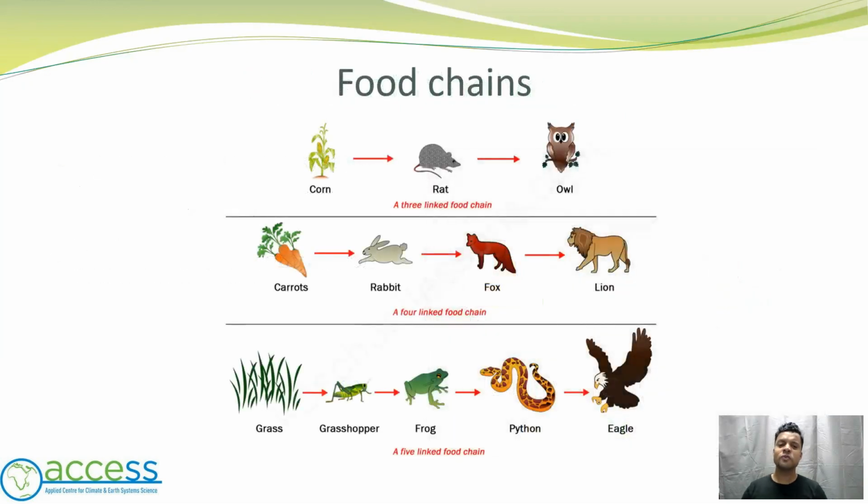So we have food chains, which are simple models of the real world. The arrows here show the energy transfer from one organism to another. So you will notice that food chains all start with the plant, as they use photosynthesis to convert the sun's energy, as you heard in the previous talks, into usable energy for other organisms.